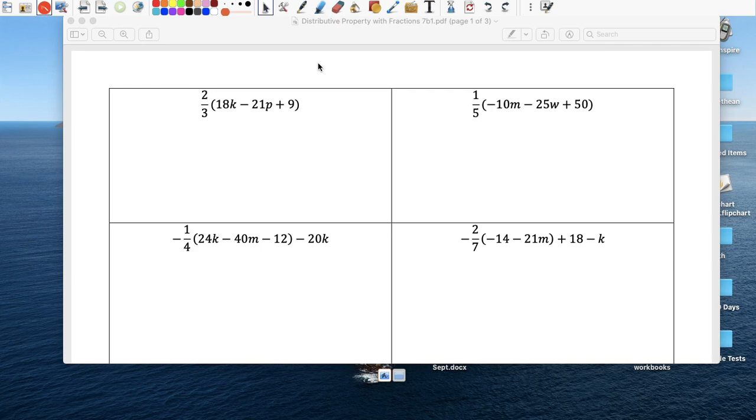So it's the distributive property, and this one's right. So we're multiplying this, and this, and this. We're taking 2/3 of 18k, 2/3 of 21p, and then 2/3 of 9. So it's not that complicated.